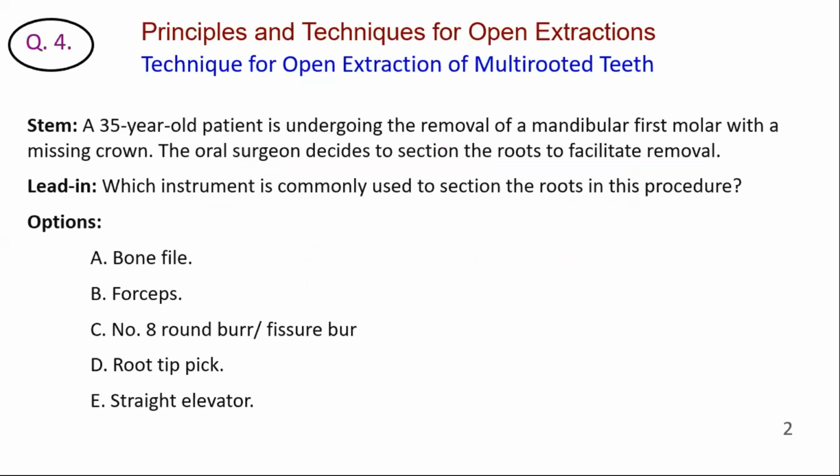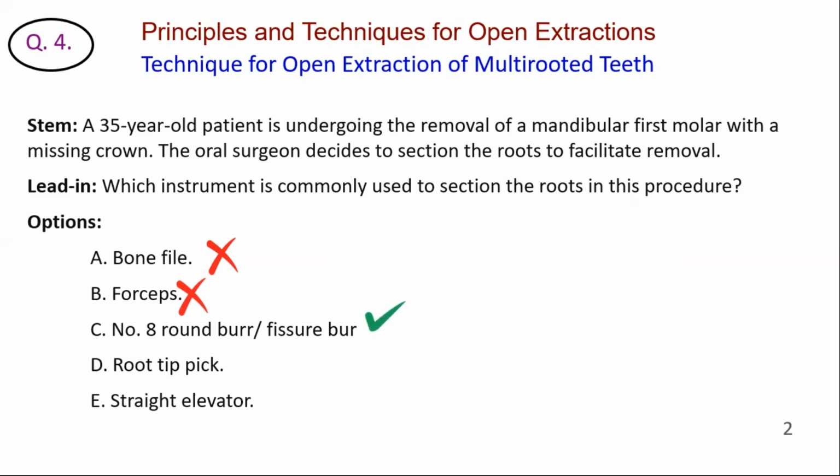A 35-year-old patient is undergoing the removal of a mandibular first molar with a missing crown, and the oral surgeon decides to section the roots to facilitate removal. Which instrument is commonly used to section the roots in this procedure? So the options: used for smoothing bone, not sectioning; used to grasp and remove roots; or crown knot for sectioning.